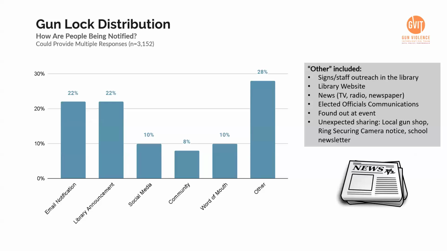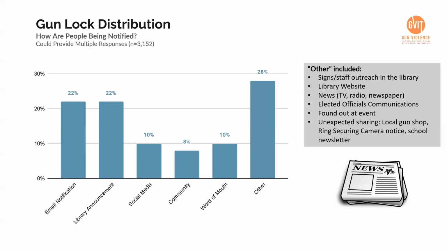Okay, so with gun lock distribution, one of the things we do with the Department of Health that was very different for the library is that we had an intake form to learn information about who we're providing locks to. It also helps inform where we go from there. Who are we reaching in the community? Where are we reaching them? How are we reaching them? So in this particular slide, you'll see how people are being notified.